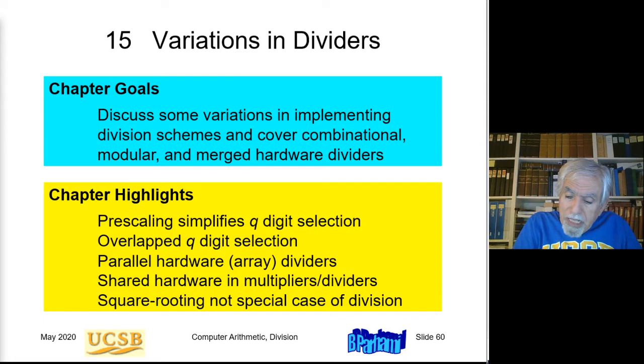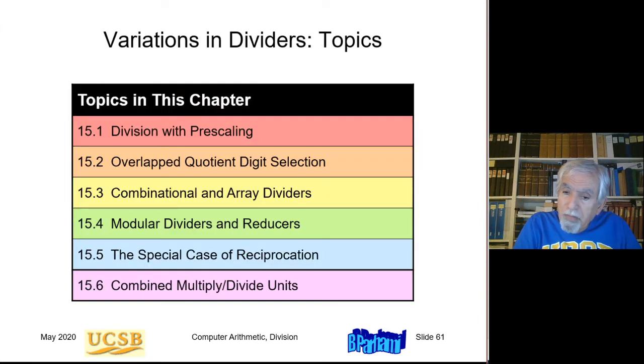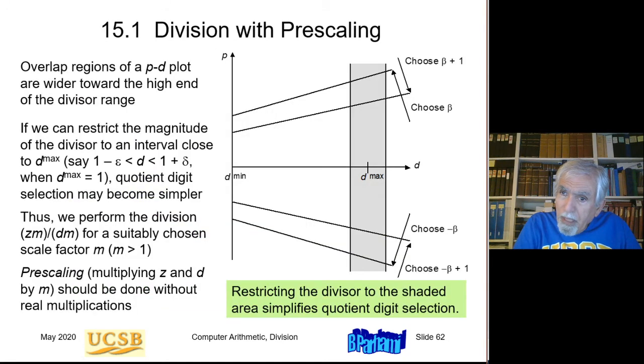Okay, so let's now explore a number of ideas for designing dividers to augment our knowledge gained from the previous two chapters. The first idea is the idea of division with pre-scaling. So what does it mean?